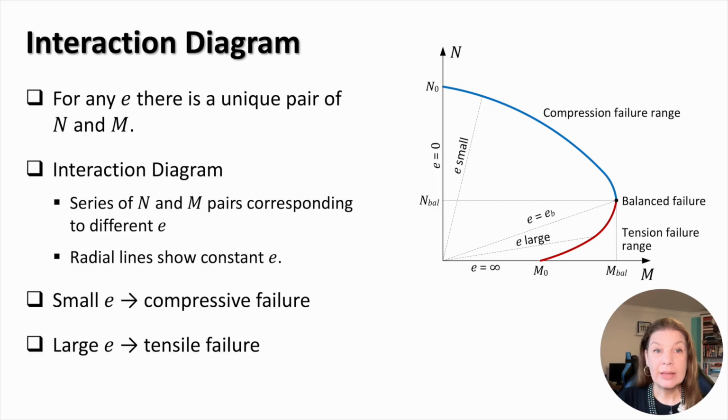The area within this curve represents all loading combinations satisfying the ultimate limit state conditions, while the area outside of the curve represents loading combinations leading to failure at the ultimate limit state. A typical interaction diagram can be seen on this slide. As you can see, this diagram is divided into two ranges, representing the tension failure and compression failure. The radial lines in the interaction diagram represent loading situations with linearly increasing M and N and constant eccentricity.